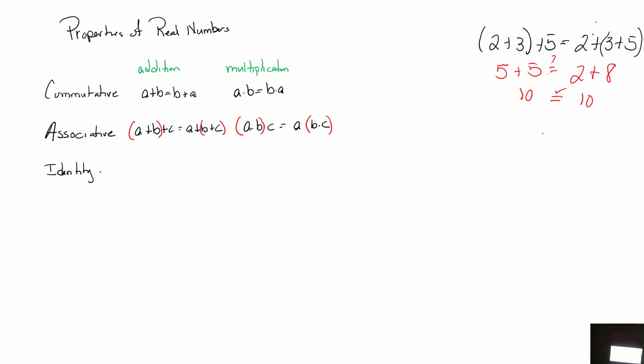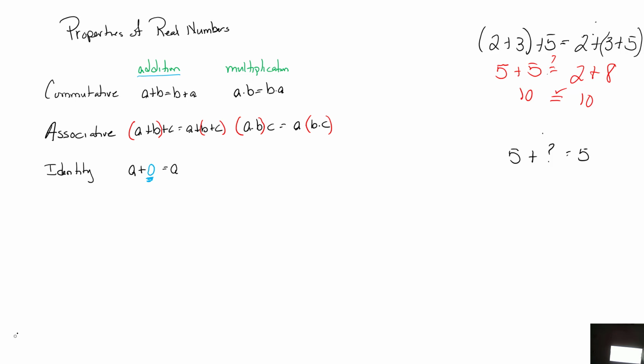The identity says, let's talk about addition, that if I take a number, what can I add to it to get itself back again? Well, if you said 0, you're right. So in this particular case, the number that you would add to any number in order for it to get itself back again is 0. 0 is considered the identity for addition.